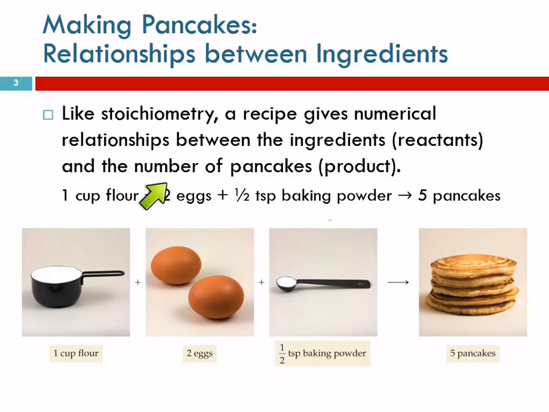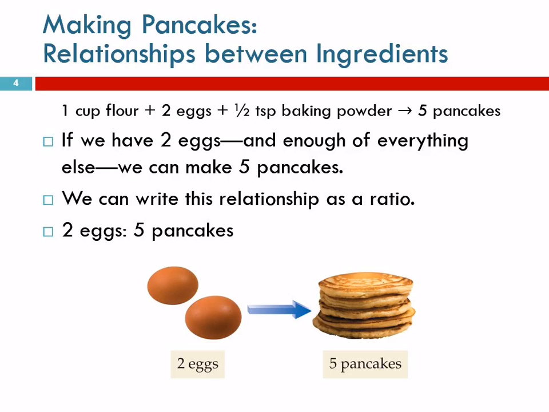If we have 1 cup of flour and 2 eggs and half a teaspoon of baking powder, we can make 5 pancakes. If you only have 1 egg, you can't make 5 pancakes. This is the relationship, and it's given in the recipe. A chemical equation is a lot like a recipe.